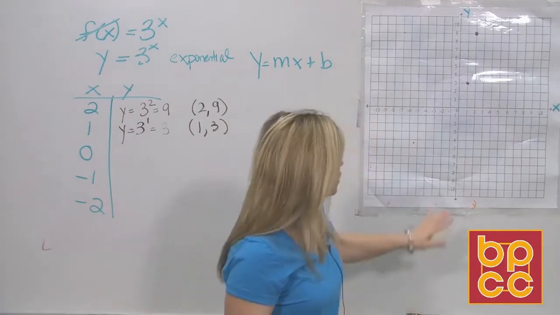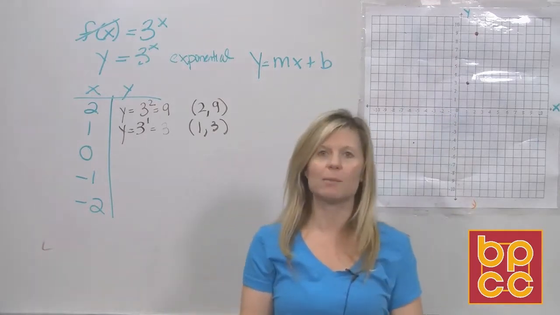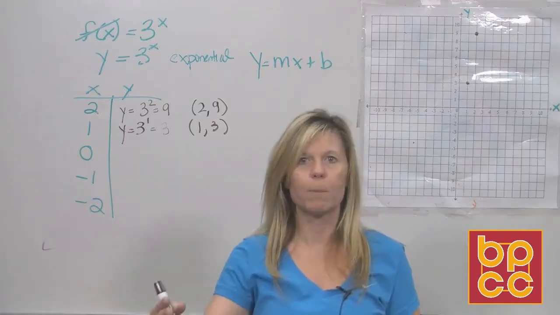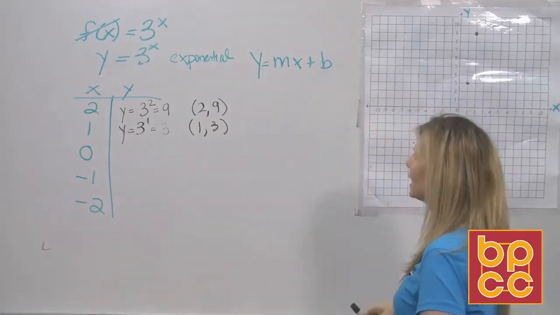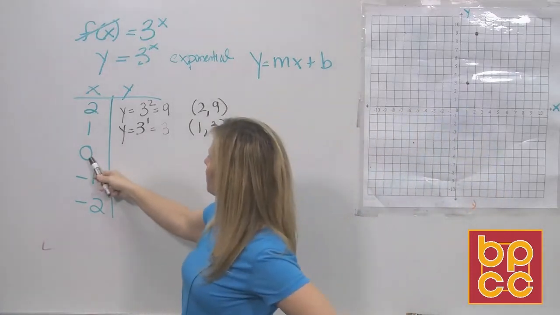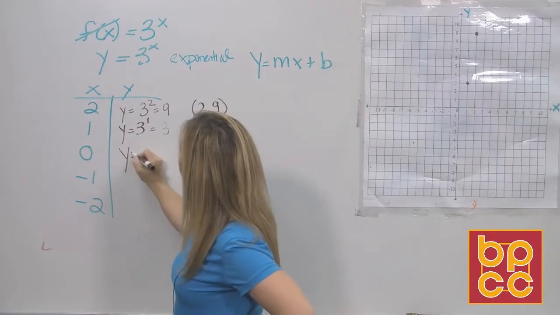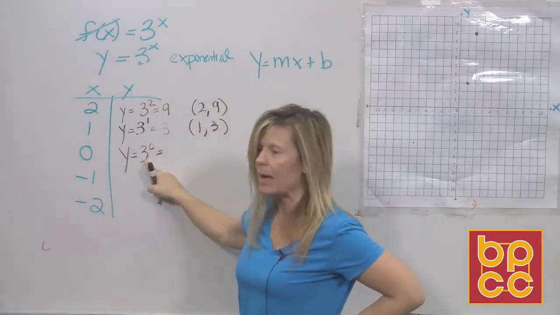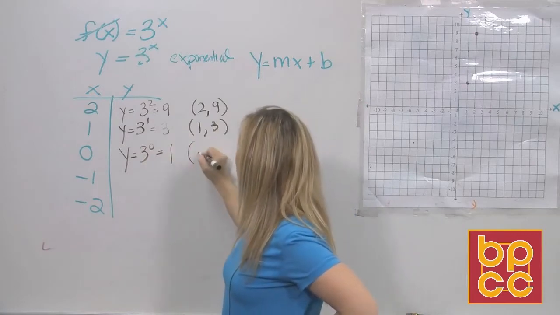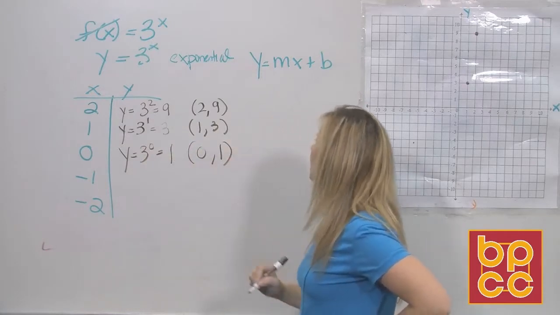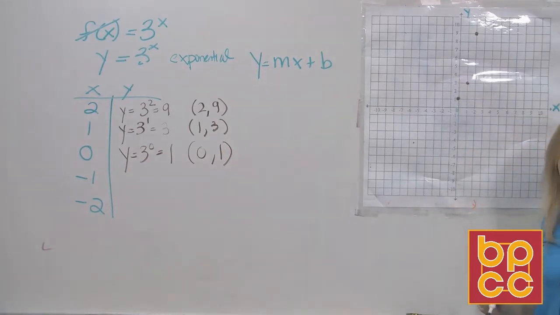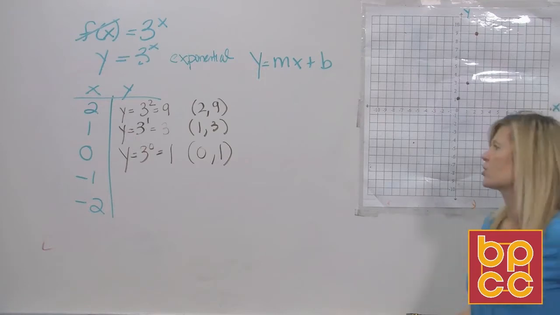The problem is if you just plot 2 points, you're going to end up drawing a line. So we need to go and get a couple more ordered pairs, points. Let's try again. Let's substitute in 0. So y equals 3 to the 0. And we've already discussed this. Any base to the 0 power is 1. So here's our next ordered pair, 0, 1. All right, that's looking pretty good. Let's do a couple more just to get a feel for this curve.